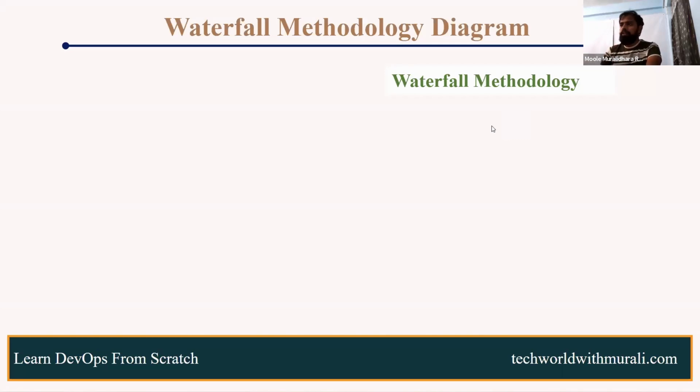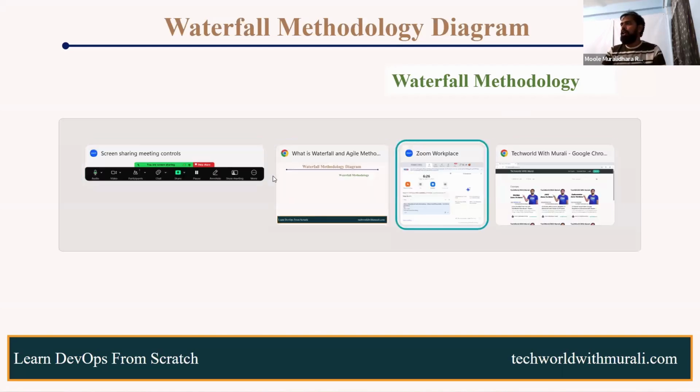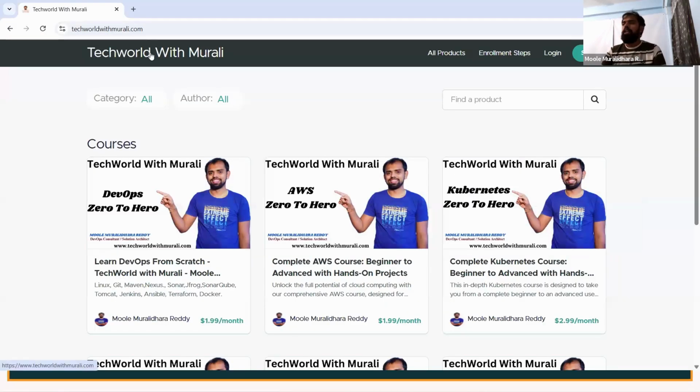Let's take an example. You have one requirement. You got one client, techworldwithmurali. They require a small website, for example one with all products, environment steps, login, sign up, and some other products, and also course-related pages. They may also require a Java, Spring Boot application on the backend, and Angular or React.js on the front end, and some other things.